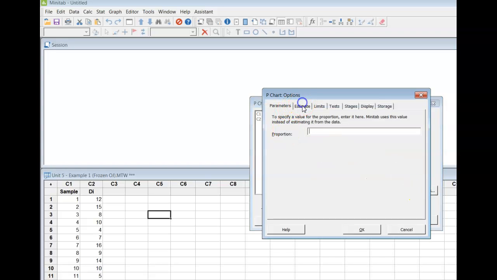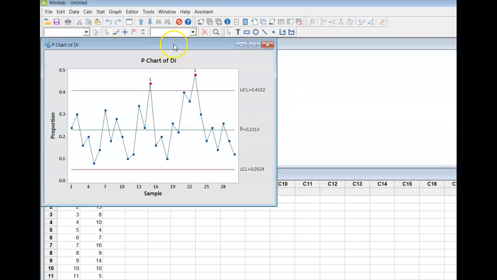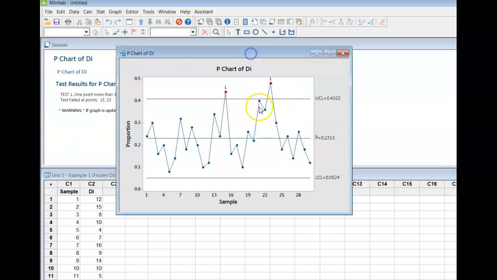P chart options. We are not going to omit anything at the moment. We don't know. We're just going to let Minitab do its thing. And this is our chart. So this is the proportions on each of those 30 subsamples. And the average proportion of defectives is 0.23. So on average, 23% of the cans coming off the line are defective.